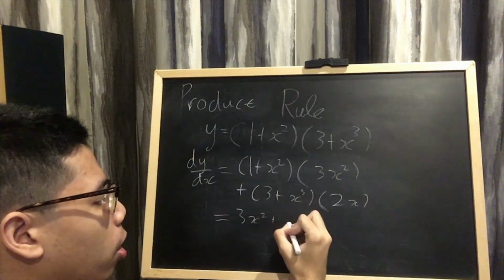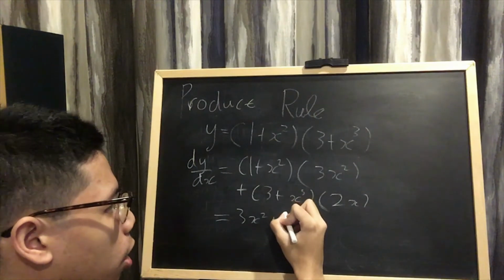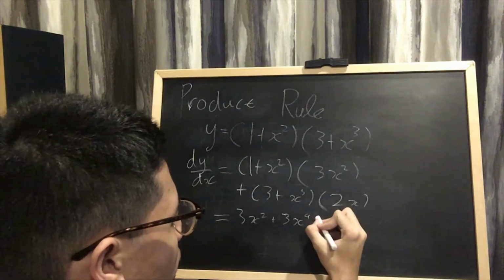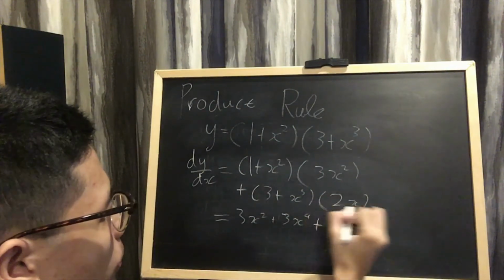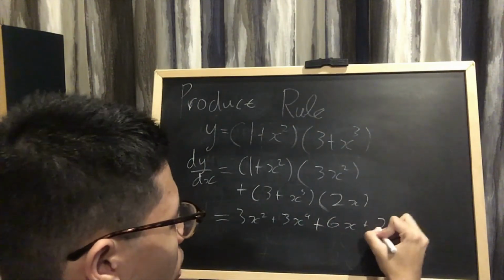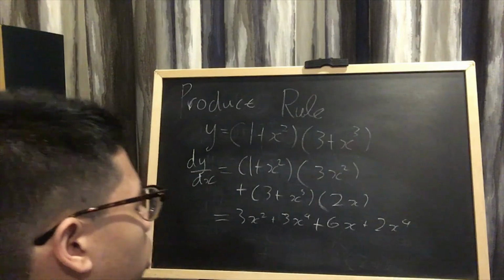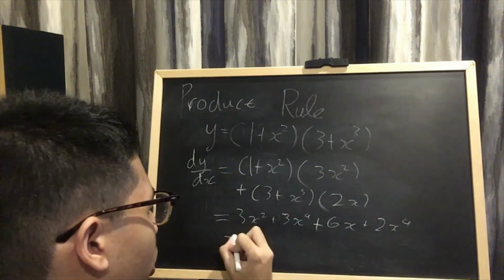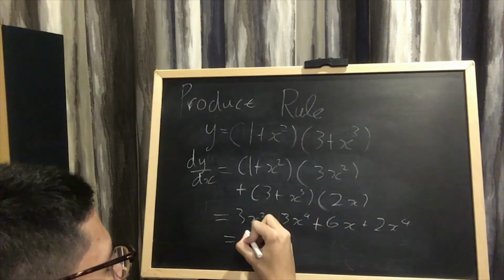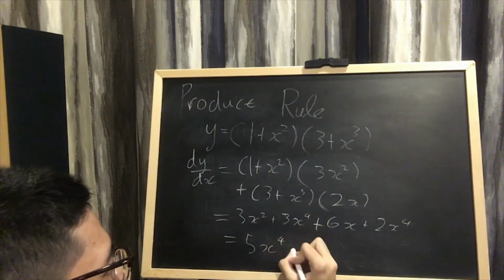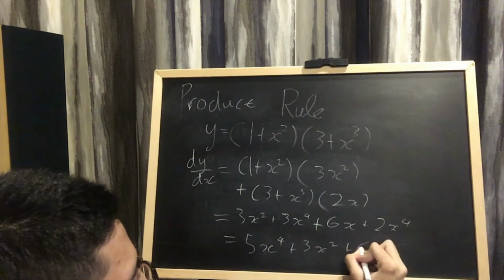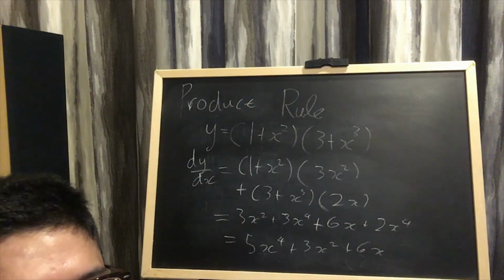3x squared plus 3x to the power of 4, and then I'm going to take the second part, which is 6x plus 2x to the power 4, sorry. So, and I add them up, it's going to be 5x to the power 4 plus 3x squared plus 6x. It's the same. Isn't that easier?